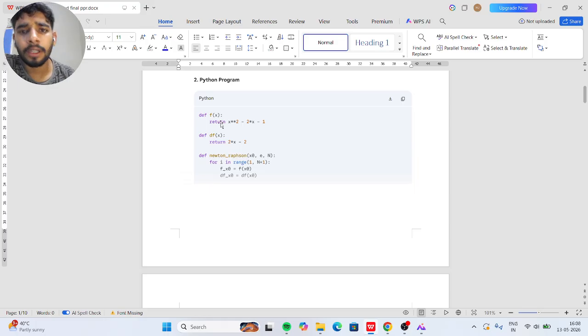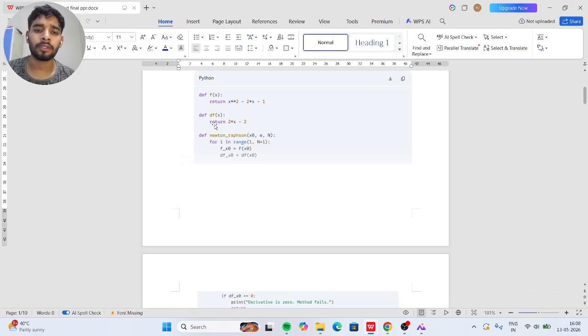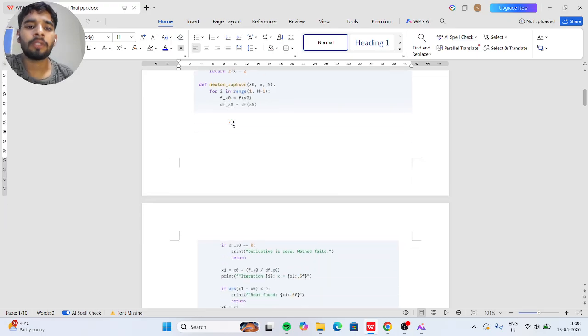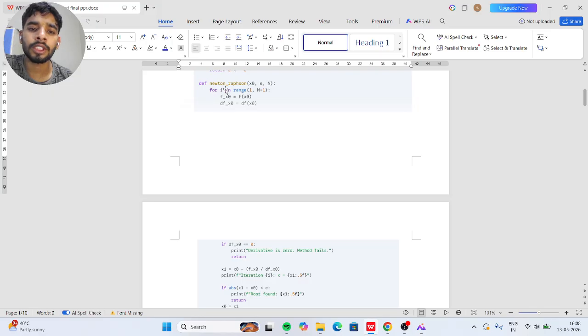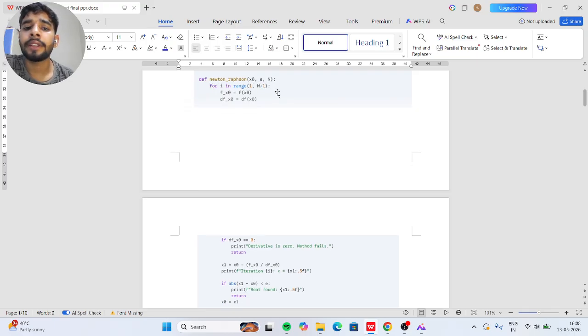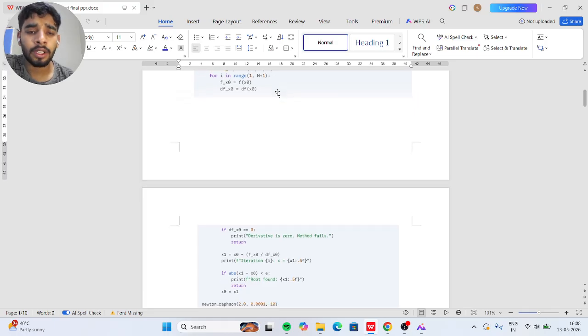Here, firstly, we define the function f with the argument x and return the value calculated by the function. And we define another function df with argument x. Here, it will return the value calculated by differentiation of the function. Now we define the third function, Newton-Raphson, which takes x0, e, and n as arguments and start the for loop.